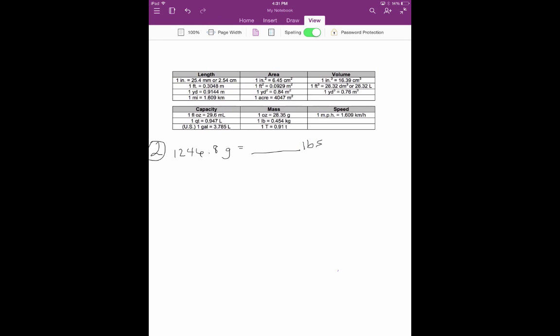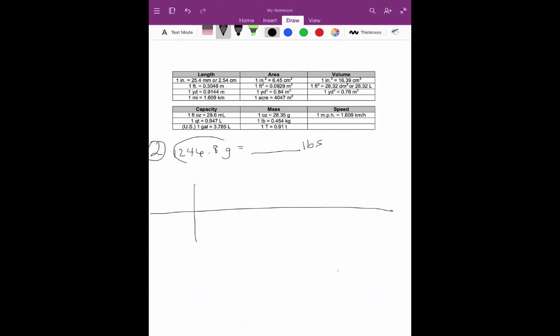Problem number 2. 1,246.8 grams equals how many pounds? The first thing we need to do, T-chart. What we want to convert goes in the upper left-hand corner. 1,246.8 grams. Now we need to look for a conversion factor that would be acceptable to use. Since grams is a unit of mass, we're going to look up here. We need to go from grams to pounds.